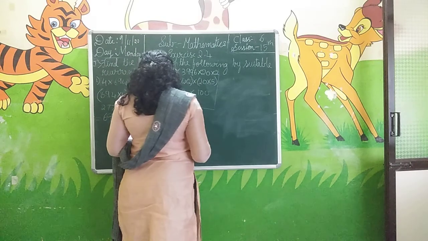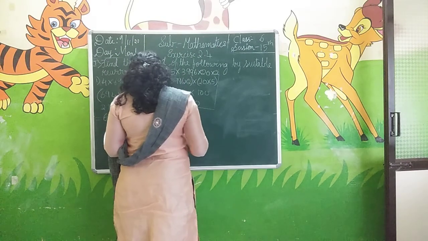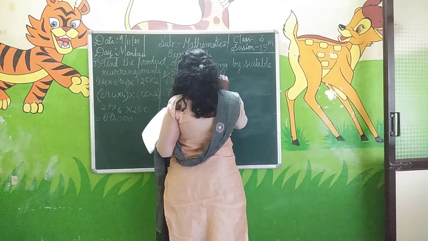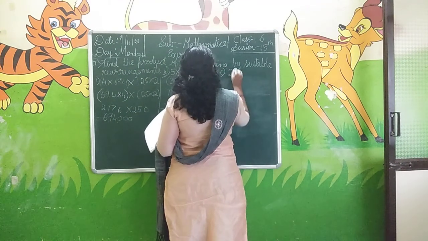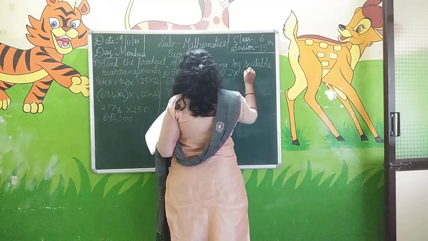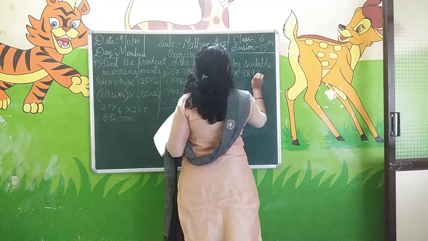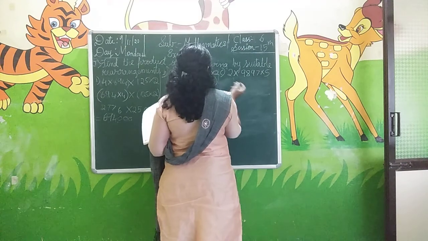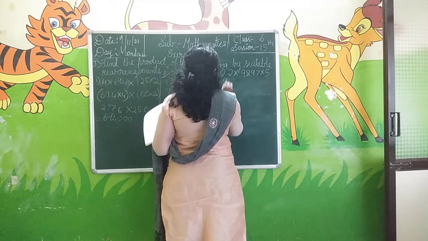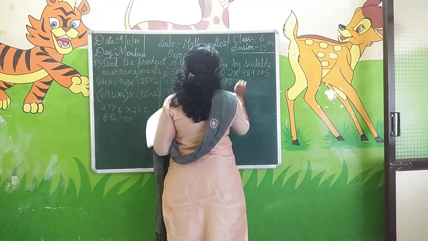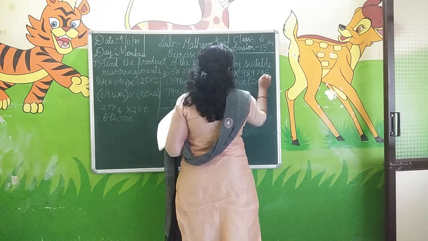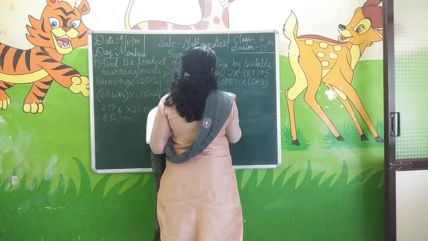When you come to the third problem, what is the third problem they have given? C is 2 into 9,897 into 50 into 5. By doing proper rearrangement, we can do it very easily. 9,897 into 2 into 5. Okay, what will we get as the answer?